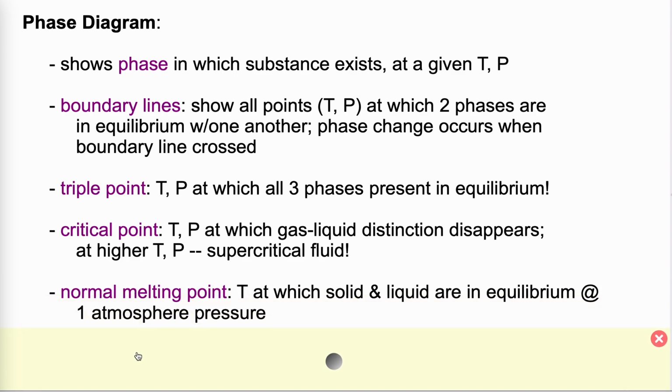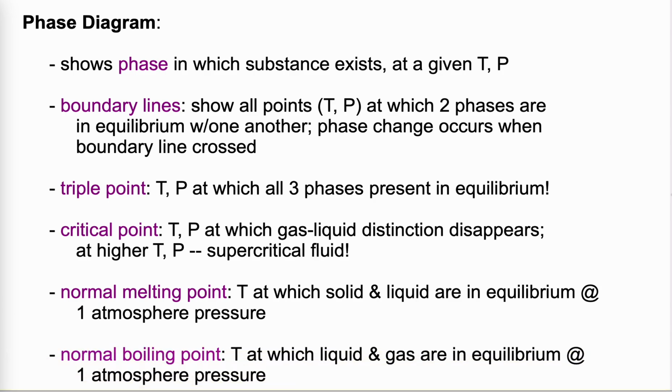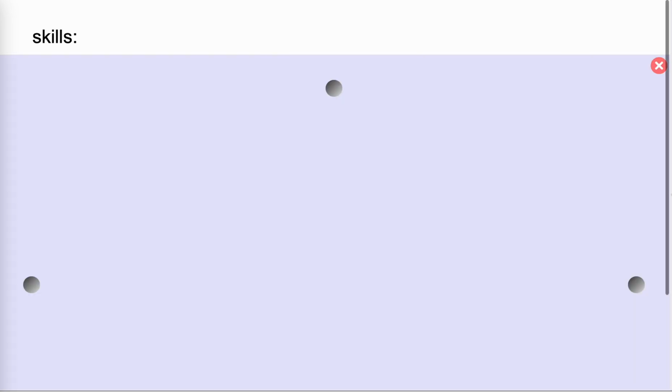The normal melting point is defined as the temperature at which the solid and liquid are in equilibrium at 1 atmosphere pressure. Normal indicates 1 atmosphere, which is a special pressure. And likewise, the normal boiling point is the temperature at which the liquid and gas are in equilibrium at 1 atmosphere pressure. Now, here's what I expect you to be able to do if I give you a blank phase diagram.